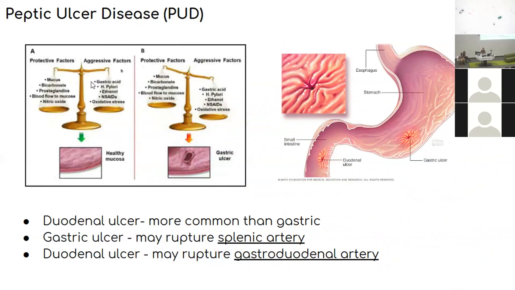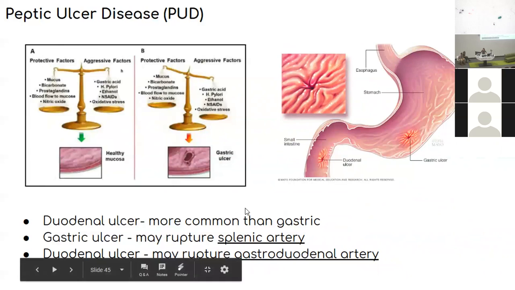Conversely, our aggressive factors are our acid, H. pylori, heard of him, ethanol and NSAIDs. NSAIDs will reduce the prostaglandins, which will then therefore reduce the blood flow to the stomach and reduce your bicarbonate and mucus secretion. So when you've got an imbalance of these and more aggressive factors, you get an ulcer.